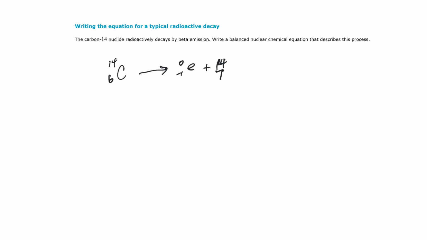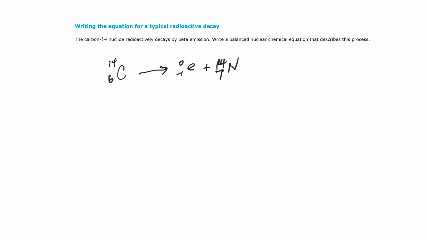So I'll go to the periodic table. Nitrogen is 7, and this happens to be nitrogen-14. Nitrogen-14 plus an electron are the two parts that are produced when carbon-14 decays by beta emission. Okay, so not as scary as you thought. It's done. That's all it is. It's just making sure that you know what these different emissions are.